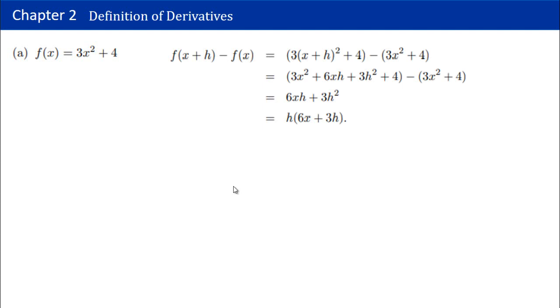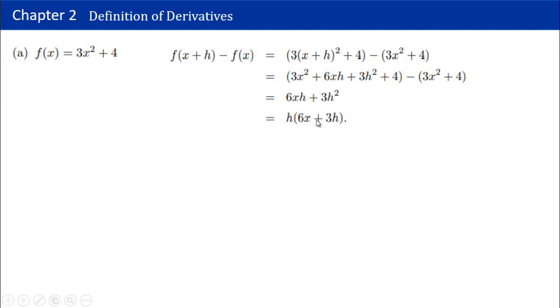And f of x plus h minus f of x is equal to 3 times x plus h squared plus 4, minus 3x squared plus 4. So this is it. And then we simplify. You've got 3x squared plus 6xh plus 3h squared plus 4, because this is x squared plus 2xh plus h squared, all times 3. And then minus this one. So by having that, we subtract, and what remains is 6xh plus 3h squared. And by factoring h, we've got h times 6x plus 3h.